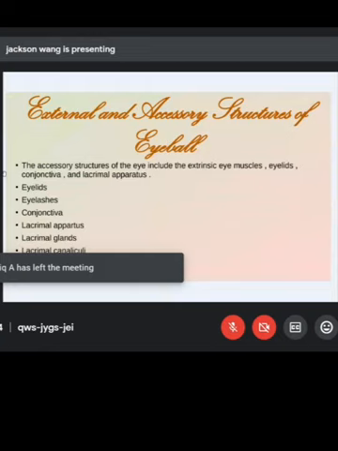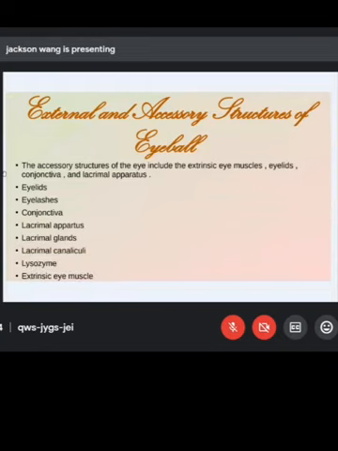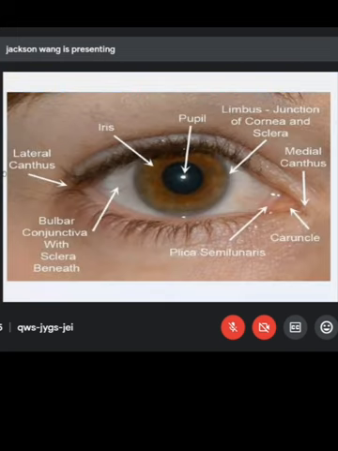Eyelids, ce sont les paupières. Eyelashes, ce sont les cils. Conjunctiva, c'est la conjonctive. Lacrimal apparatus, l'appareil lacrymal. Lacrimal glands, c'est la glande lacrymale. Lacrimal canaliculi, ce sont les canalicules lacrymaux. Le lysozyme, c'est la composante protéique des larmes. Et extrinsic eye muscles, ce sont les muscles de l'œil extrinsèques. External structure of the eye and also the accessories.